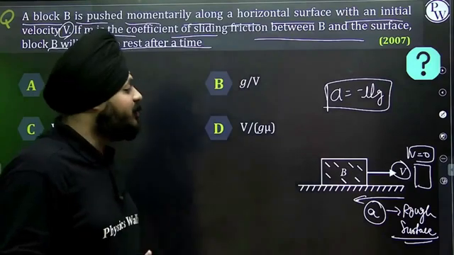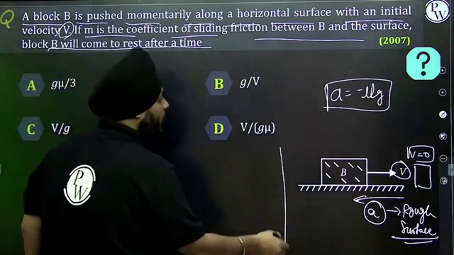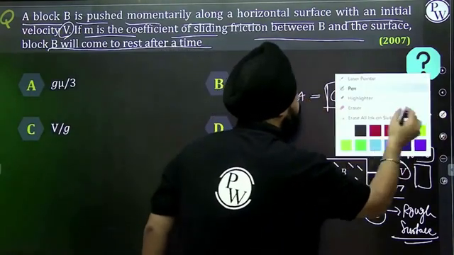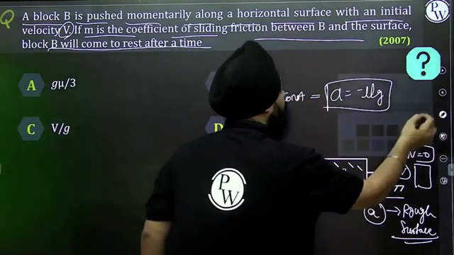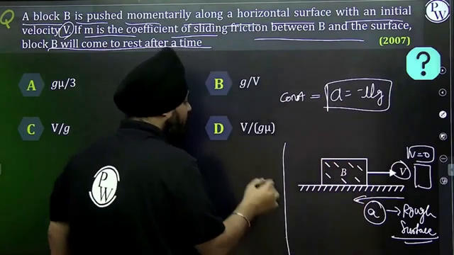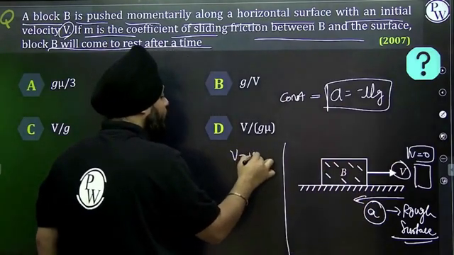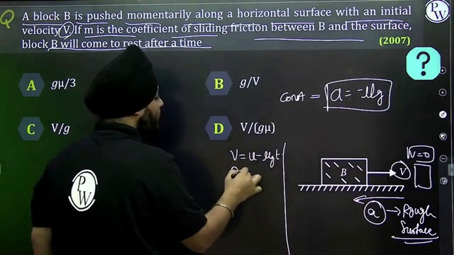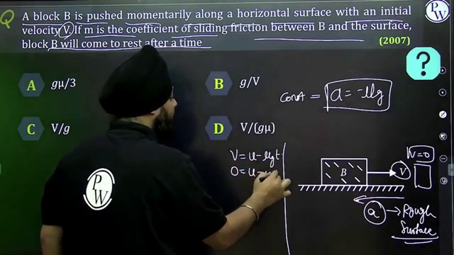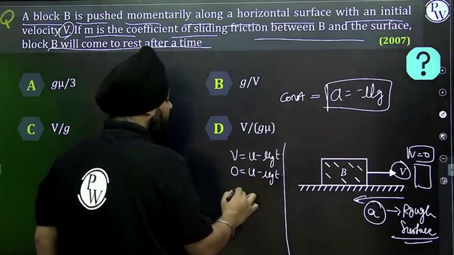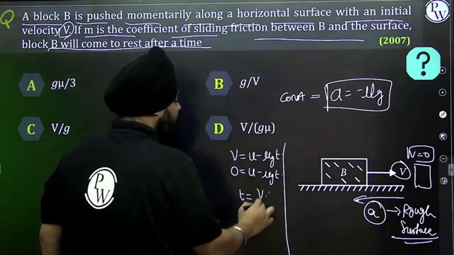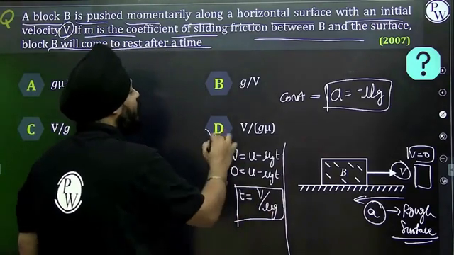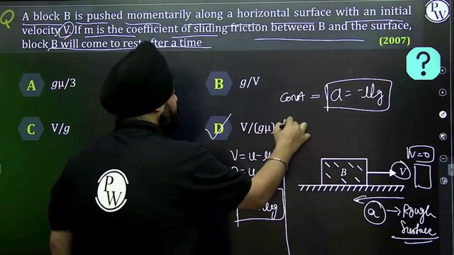You all are aware of this stuff, right? So this is constant. Let's apply the equation of motion in this case. So we will have v is equal to u minus mu g t. Final velocity will be 0, so u minus mu g t equals 0. So time to stop will be u by mu g. And this will be the perfect answer for this specific question, D.